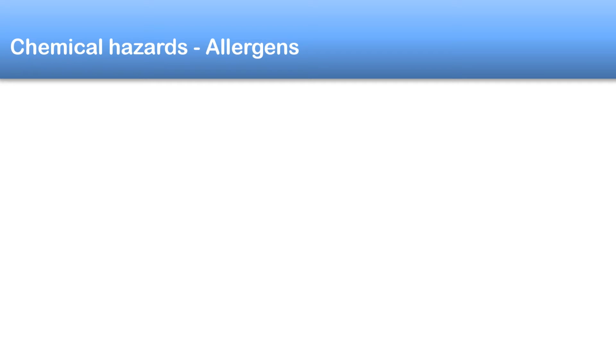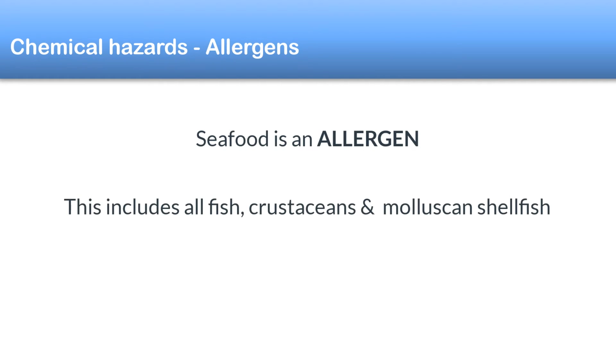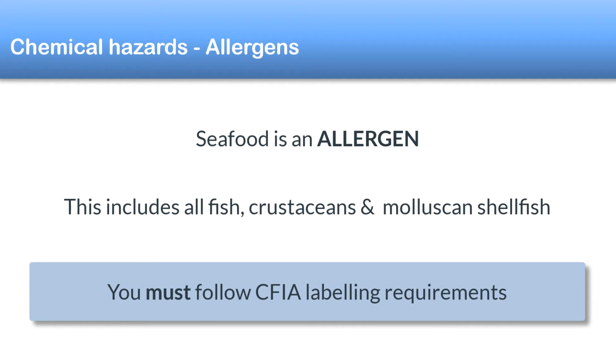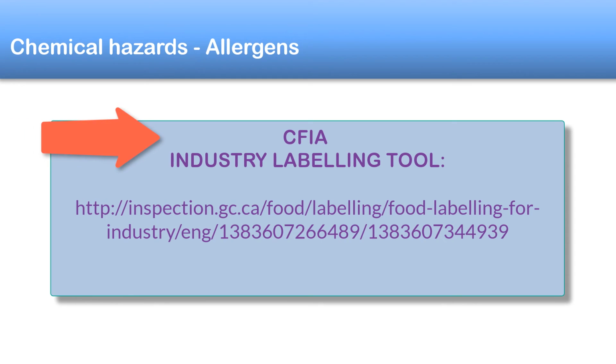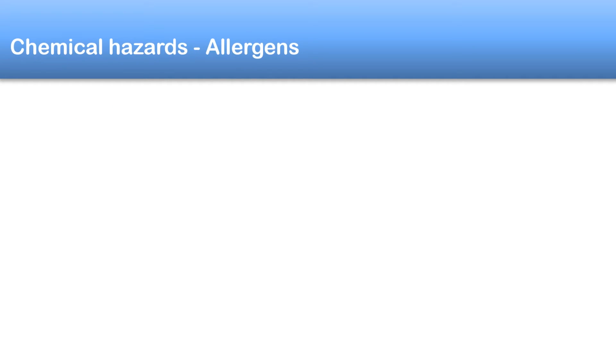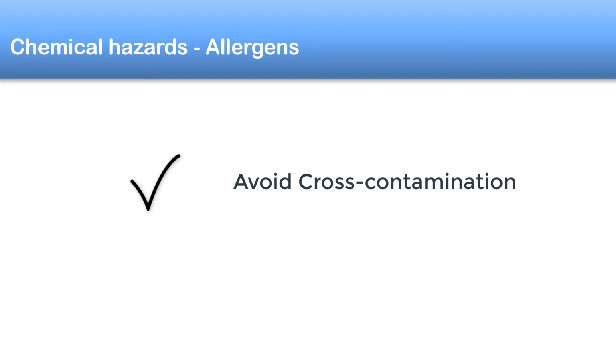Another very important type of chemical hazard are allergens, which cause reactions in sensitive people. Seafood, including fish, crustaceans, and shellfish is one of the 10 most common allergens. As a result, you must follow the Canadian Food Inspection Agency labeling requirements to ensure your finished products are properly labeled. To understand the requirements for food labeling, please see the CFIA website and more specifically their industry labeling tool. It's also important to know which allergens are in your facility, if any, so you can avoid cross-contamination between different products. Please be aware that a major cause of food recalls is undeclared allergens. This is either where an allergen cross-contaminates a product that it's not supposed to be in, or where the labeling does not properly reflect the allergens in the product. So it's very important to pay attention to allergens and labeling.